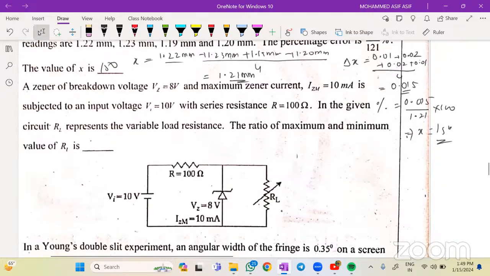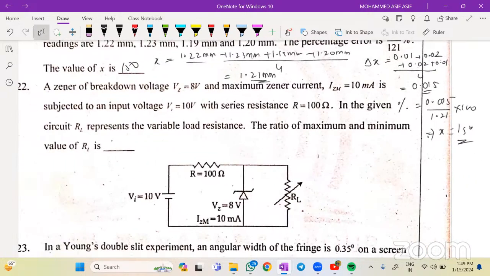The Zener breakdown voltage VZ is equal to 8 volt and maximum Zener current of 10 milliampere is subjected to an input voltage of 10 volt, with a series resistance of 100 ohms in the given circuit. RL represents the variable load resistance.